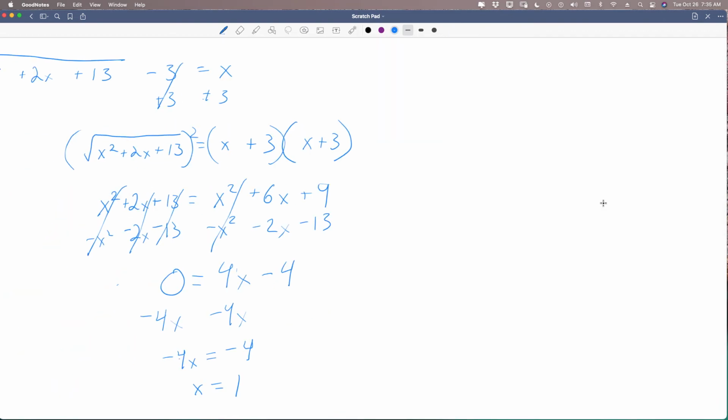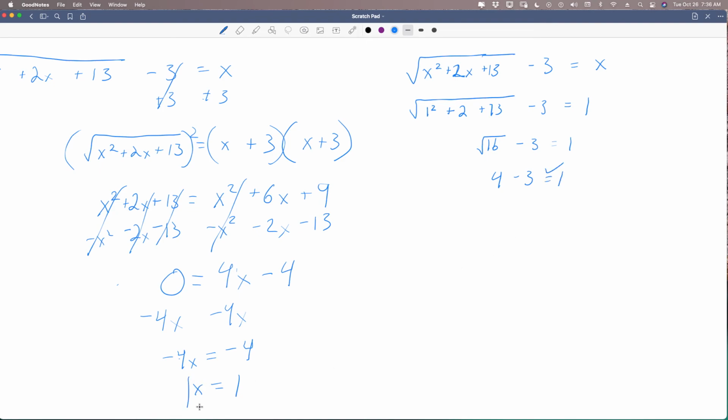Let's put it back in the original equation. All right, so our original equation was the square root of x squared plus 2x plus 13, minus 3 equals x. All right, so let's put 1 in for all of the values. So we have the square root of 1 squared plus 2 times 1, which is 2, plus 13, minus 3 equals 1. 1 plus 2 is 3, plus 13 is 16. Square root of 16 is 4, minus 3 equals 1, and that is correct. So this is indeed the right answer. Seems like a long way to go to get the answer 1, doesn't it?